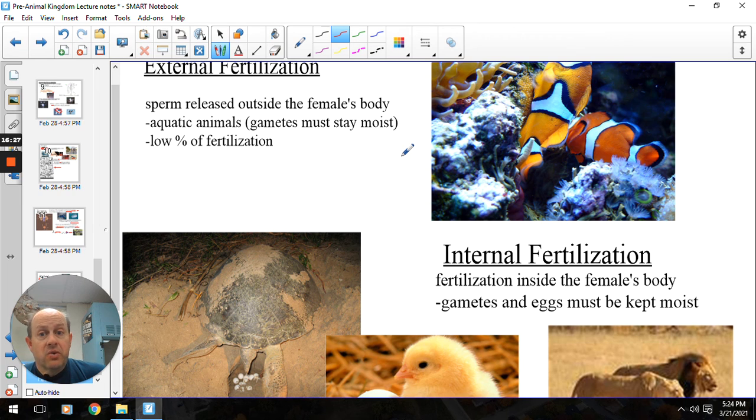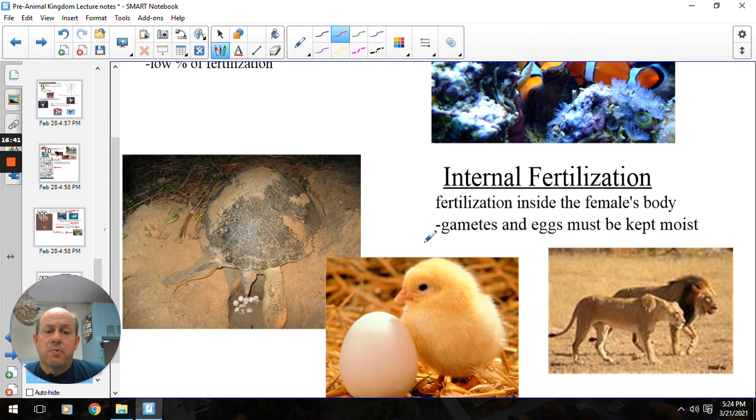So because it's so low of a percent, we have to have a lot of it. And so that's why females make a lot of eggs in the case of fish and other organisms that do external fertilization. Internal fertilization, the sperm fertilizes inside the female's body. This is so much more efficient because there's so much better protection for the sperm to reach the egg. So this would be like our reptiles, our birds, and our mammals.